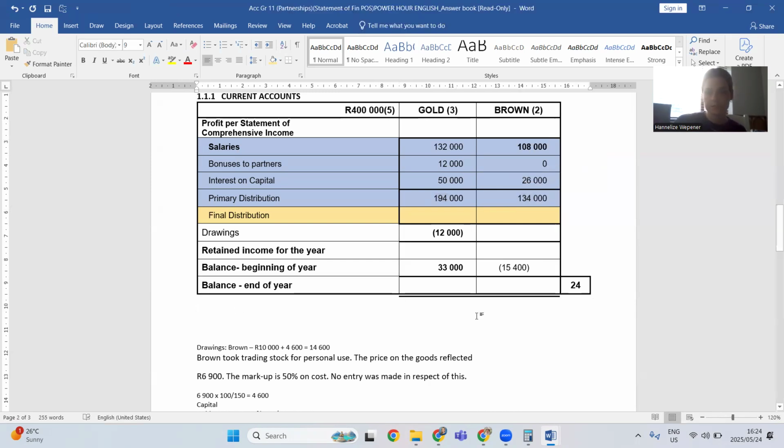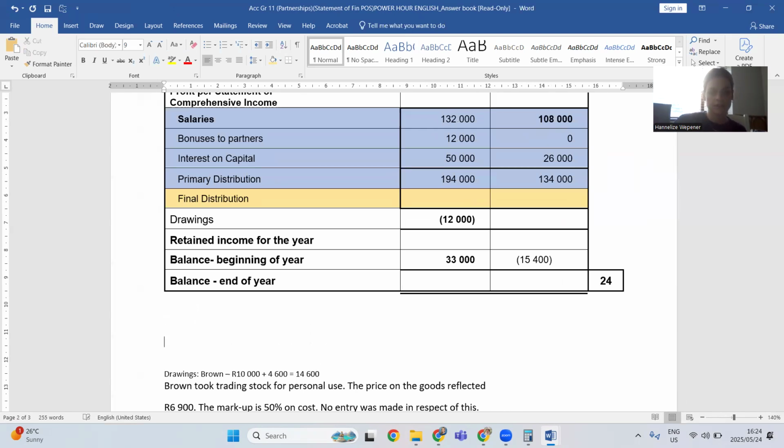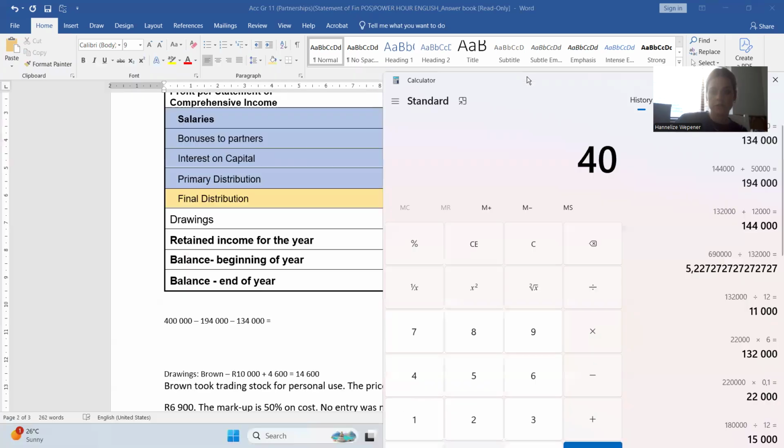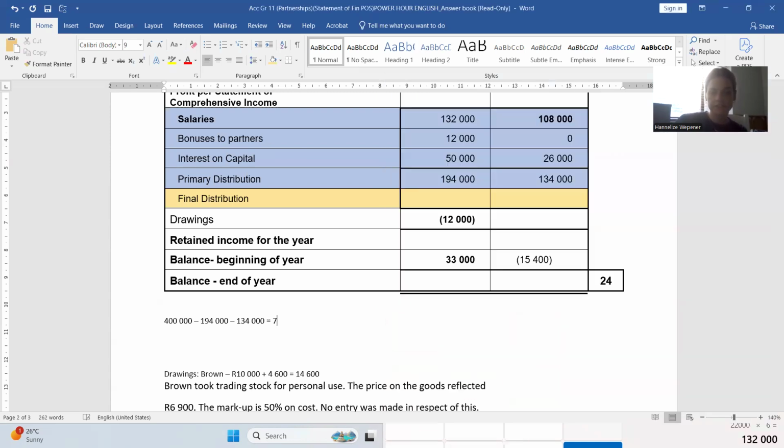So just to make this easier to see, I'm going to do the calculation here. I'm saying that 400,000 is the total net profit minus the 2 primary distributions, because I first had to distribute those. So it is 400,000 minus the primary for Gold, minus the primary for Brown. So I still have 72,000 Rand that I can now distribute. So this is my profit after primary distribution.